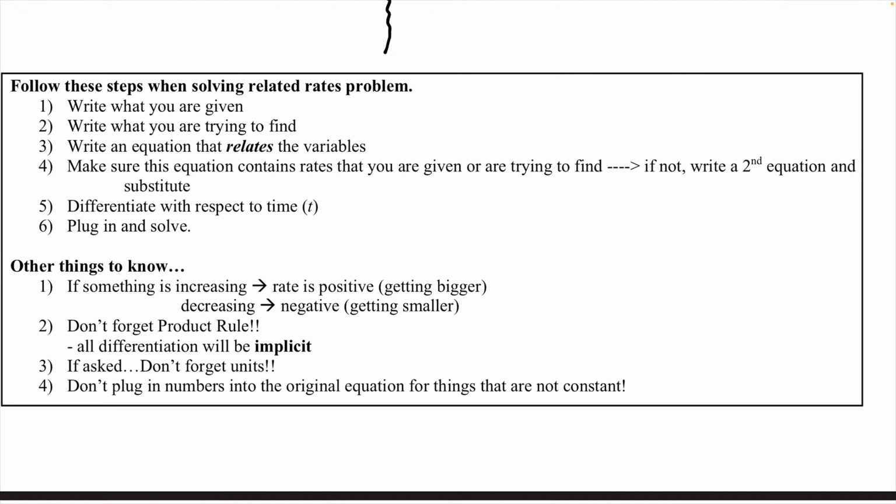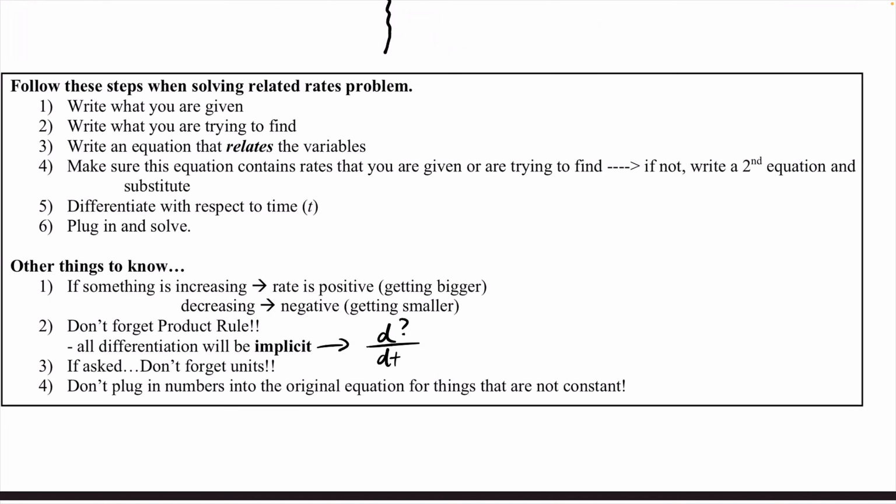Like we talked about a little bit earlier, if something is increasing, the rate is going to be always positive, right? Because you're going to see those words, increasing, decreasing. What does that mean if a rate is increasing or decreasing? It means the rate is positive or the rate is negative. Sometimes you've got to use the product rule. Don't forget about that. All differentiation is implicit, so it's all going to be over dt. It's all with respect to time today. So d something over dt.